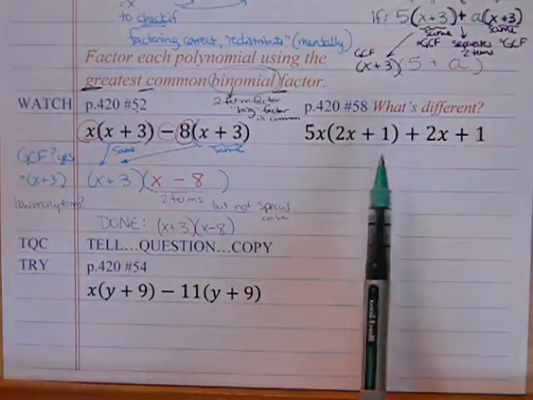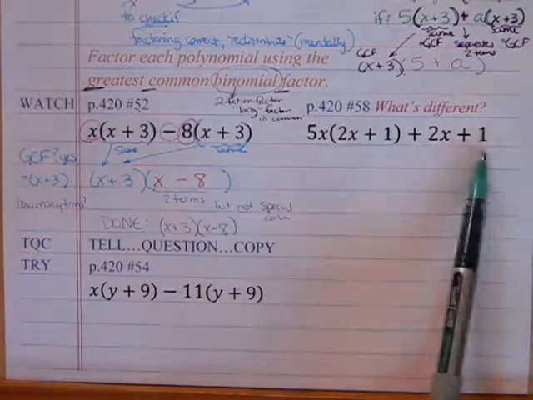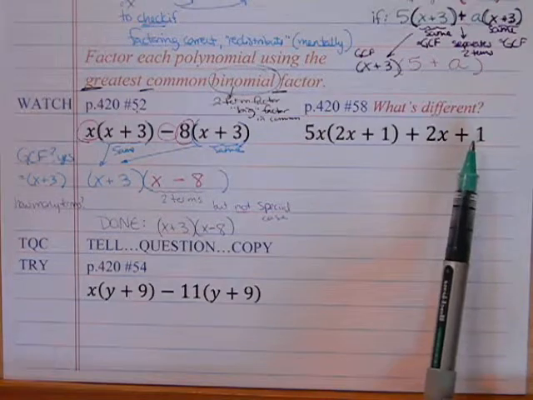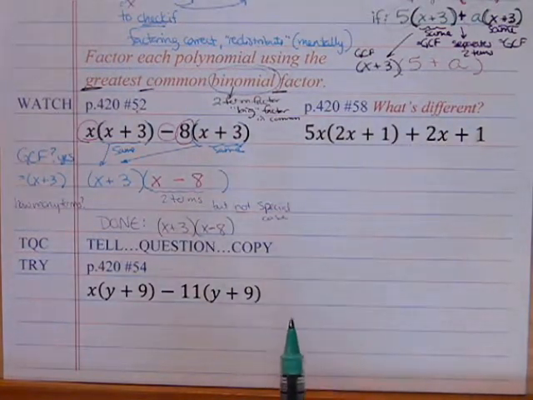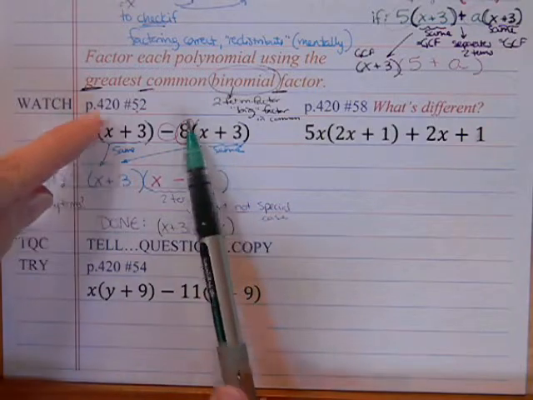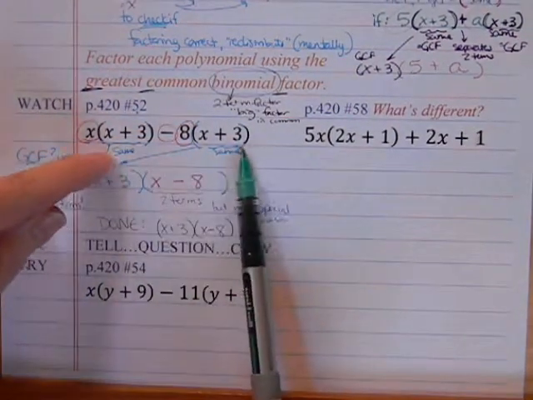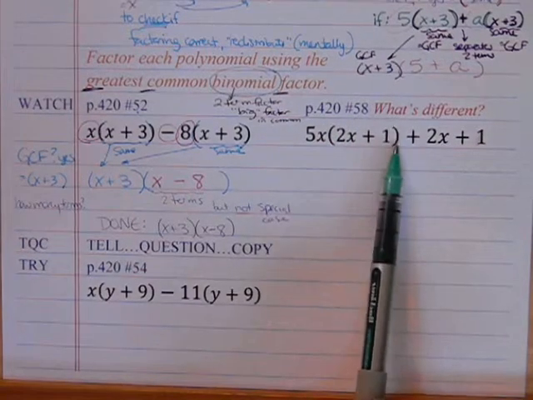Okay. Now, what's different about this next example? Look at page 420, number 58, written right here. 5x times the quantity 2x plus 1 plus 2x plus 1. What are some things you notice that are different? One might be that in these other examples, we've had the same item in parentheses. 2 sets of the same thing, both in parentheses. In this new example, there's only 1 set of parentheses.